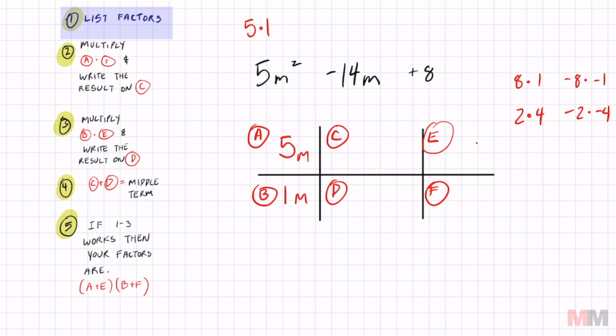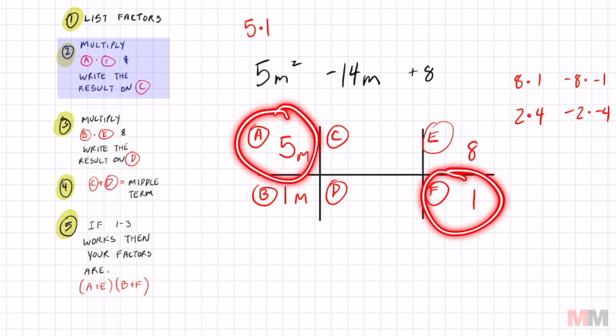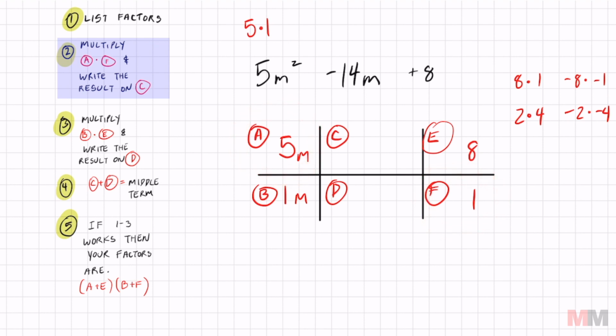8 and 1, let's start with that. If I pick 8 and 1 and I multiply A and F for step number 2, I'll get 5m. And 8 times 1m is 8m. Doesn't add up to negative 14. My bad, guys. That doesn't work. At least I can cross that off my list. And if I were to guess, this is where you start gauging that it's not going to work. It's probably not going to be that one. So I'm going to go eeny, meeny, miny, mo.